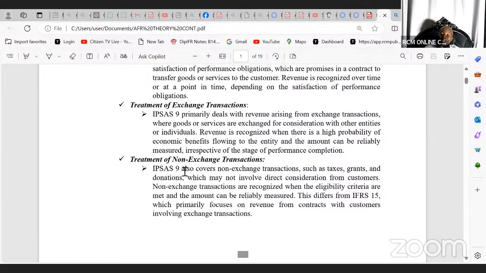Though, remember, this was split. We now have what we call IPSAS 23, which covers non-exchange transactions. So this is disregarded. I should be able to remove it.